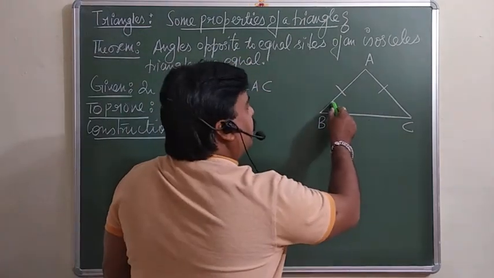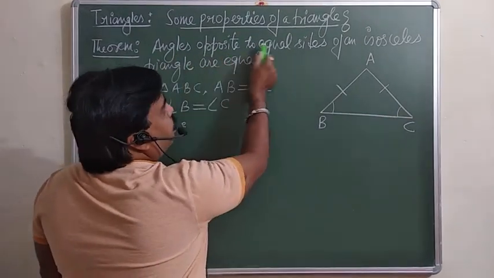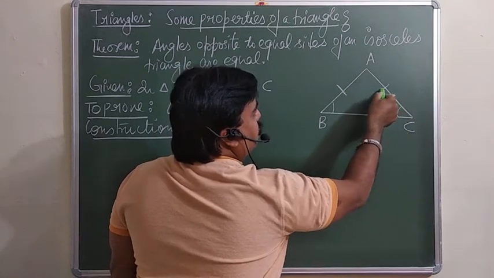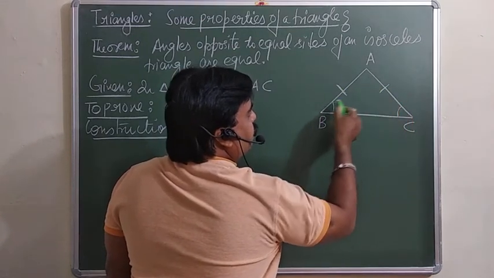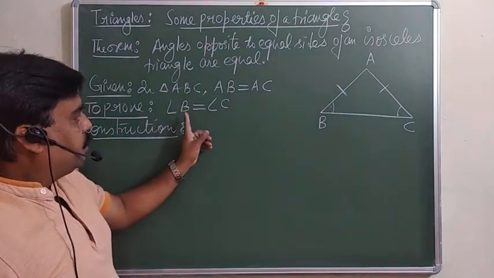We are supposed to prove that angle B will be equal to angle C. What is it saying? Angles opposite to equal sides. This side is equal to this one. Its opposite angle is C, and this one's opposite is B. They will be equal. You are supposed to prove this. So this is the information given, and we want to prove this one.